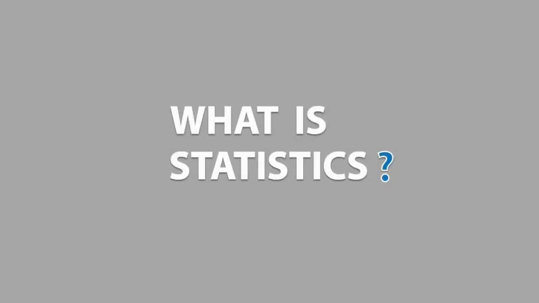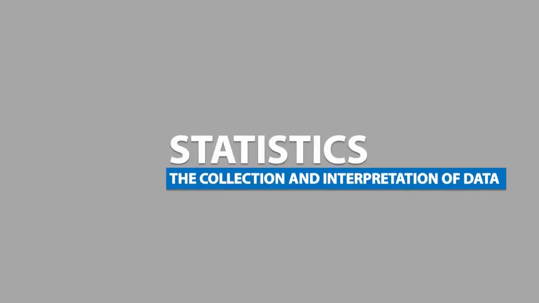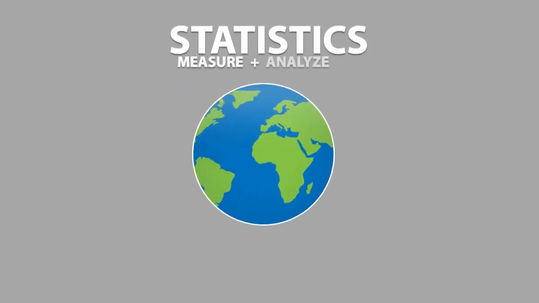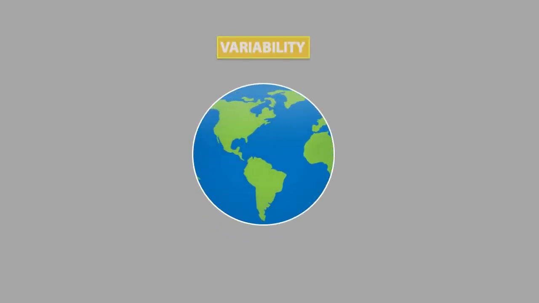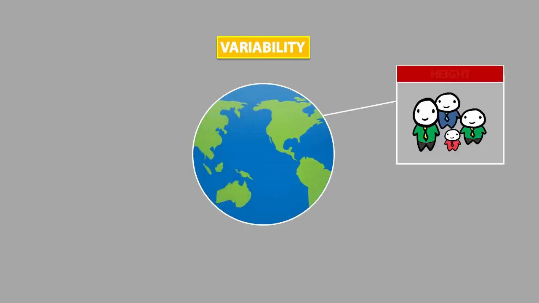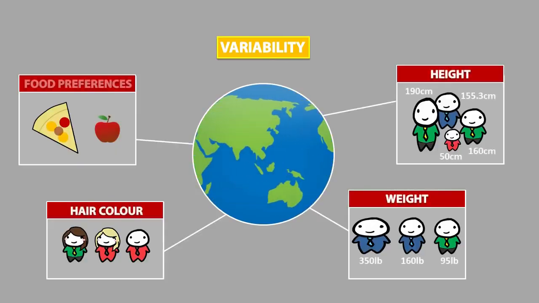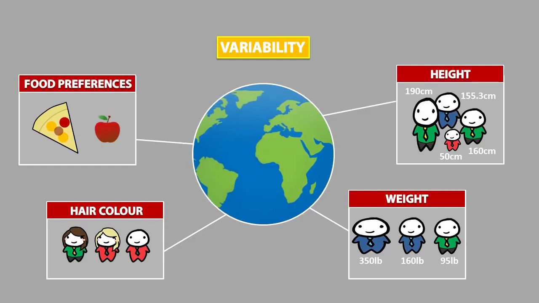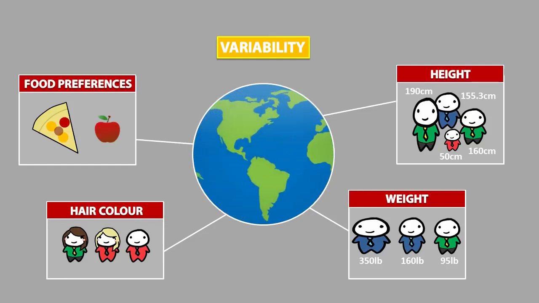Statistics can be defined as the collection and interpretation of data. All around the world, we use statistics to measure and analyze variability. People have different heights, weights, hair color, food preferences, and so on. These things are all variable because they change among different individuals.